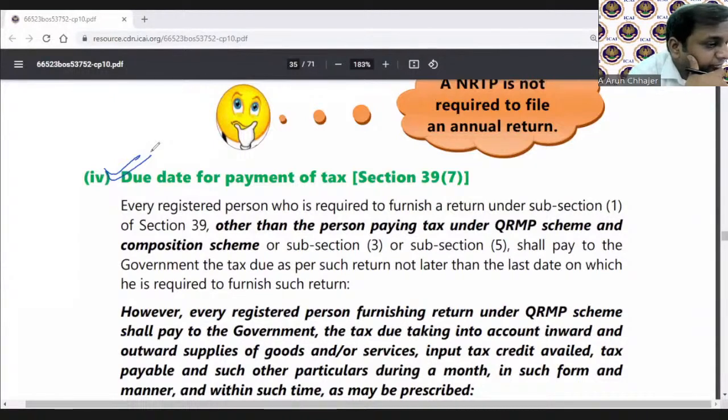In composition scheme, below the supply would be issued. Absolutely correct, because they cannot collect the taxes. So below the supply would be issued. Rohini, which return needs to be furnished by a registered casual taxable person? Normal GSTR 3B, GSTR 1, normal return would be applicable for a casual taxable person.